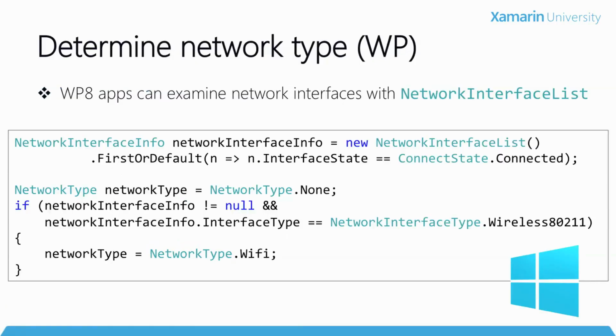And then on Windows Phone, you can look at the network interface list and find the connected interface, which then gives us the additional information about the interface type. And this includes details about whether it's Edge, 3G, LTE, or Wi-Fi.